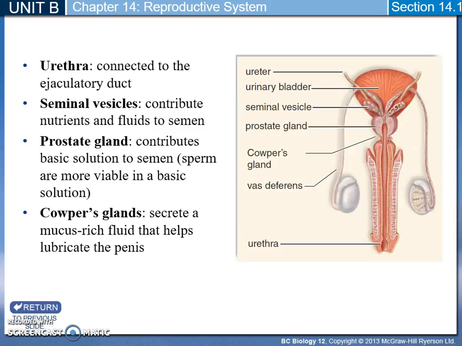The seminal vesicles contribute nutrients and fluids to the semen, as do the prostate gland and the Cowper's glands. So the sperm itself is produced in the testes and then stored in the epididymis and the vas deferens, and then the seminal vesicles, prostate gland, and Cowper's glands also make contributions to the semen, which contains the sperm and the fluid that nourishes the sperm as well.